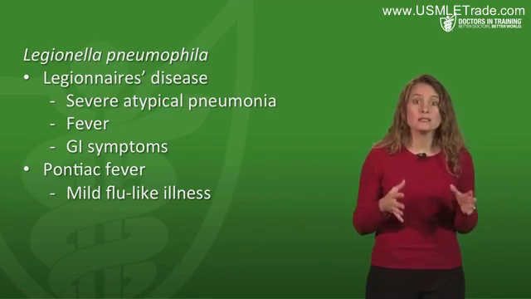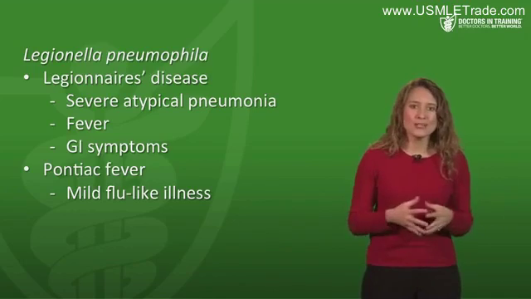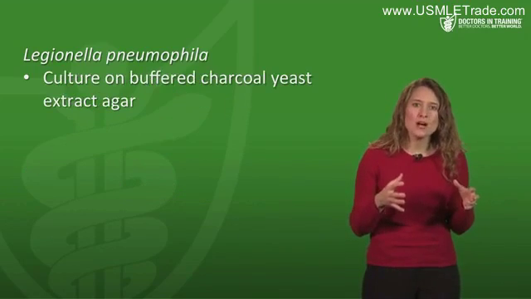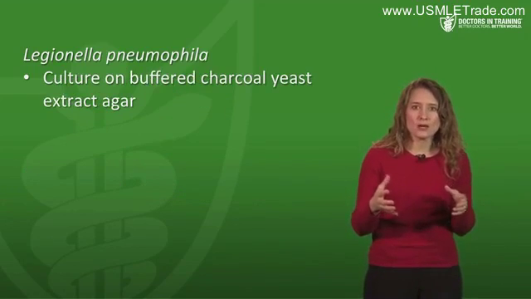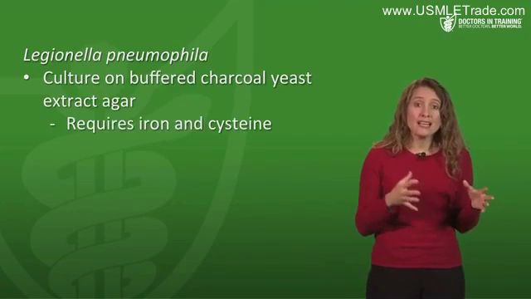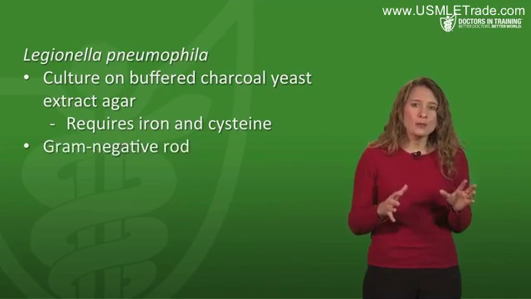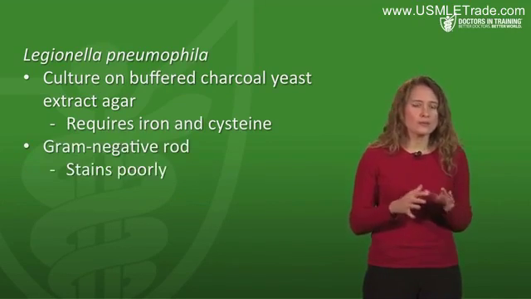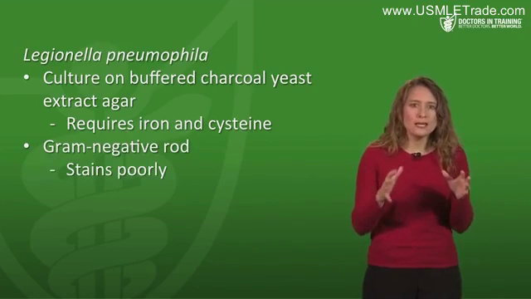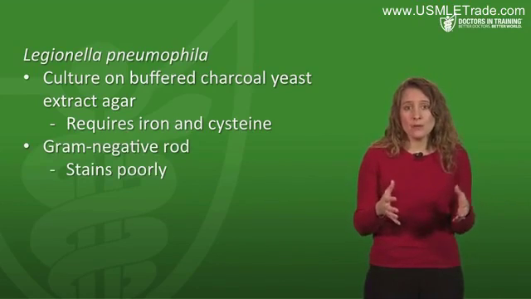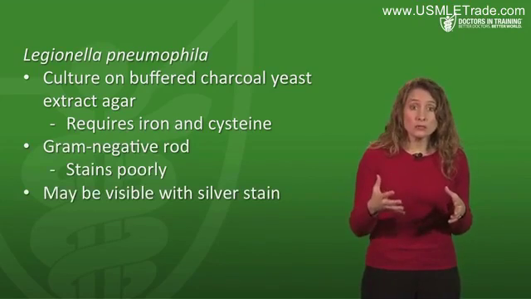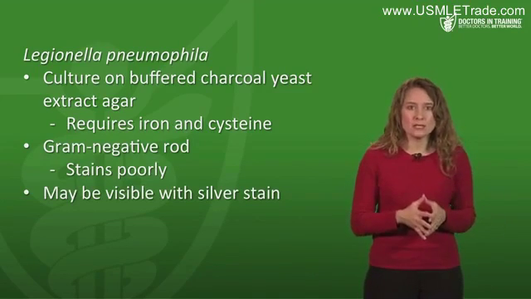Legionella can be difficult to diagnose. It doesn't grow on routine culture media, but it grows best on buffered charcoal yeast extract agar, and it requires iron and cysteine to grow. And though it's a gram-negative rod, it gram stains poorly because of this unique lipopolysaccharide in its outer membrane. It may be visible on silver stain, but even that can be low sensitivity.